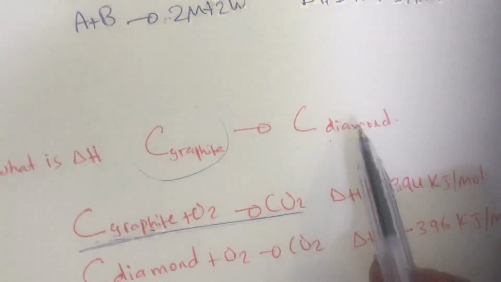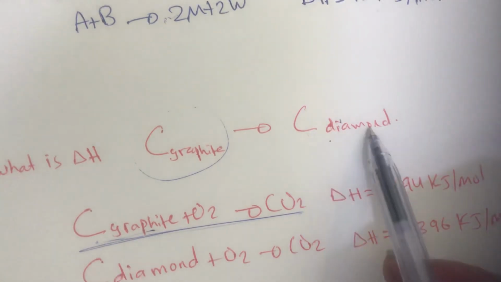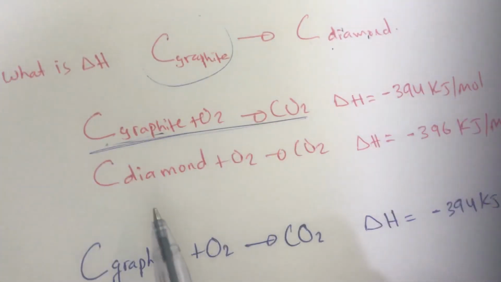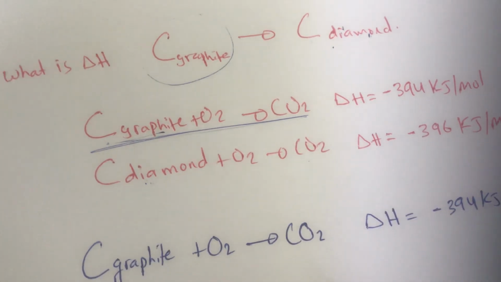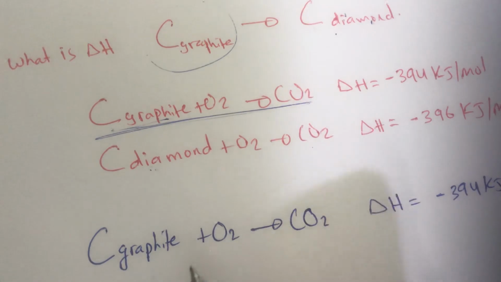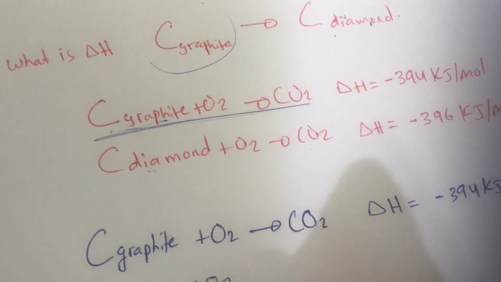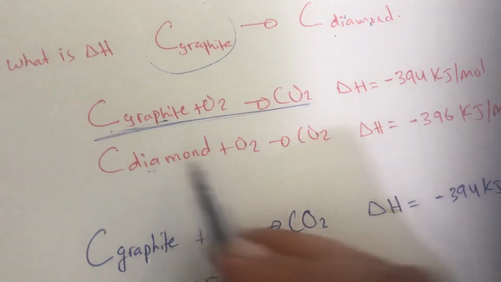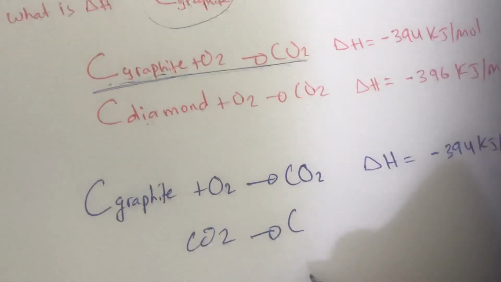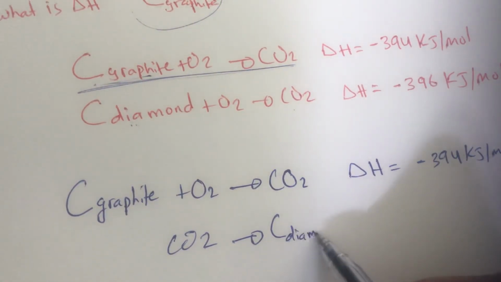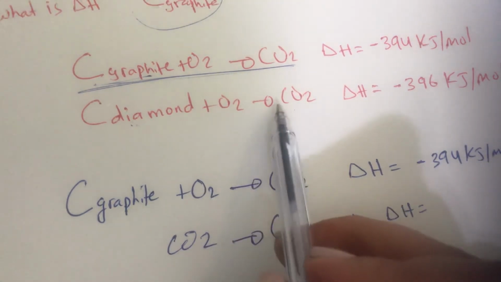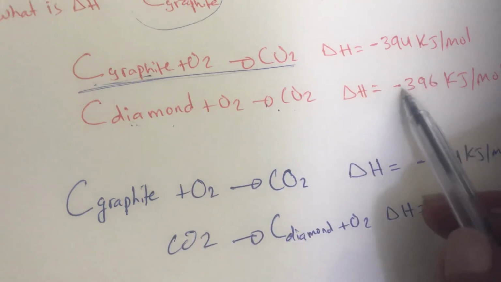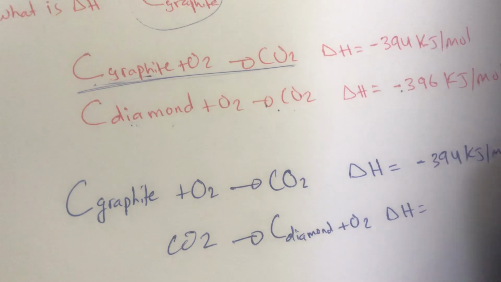Now here, carbon as diamond is in the product and here in the reactant. So you have to flip or reverse the reaction. So carbon dioxide produce carbon as diamond plus O2, delta H equal. If you reverse the reaction, so the sign must be reversed. So instead of minus or negative 396, it's positive.